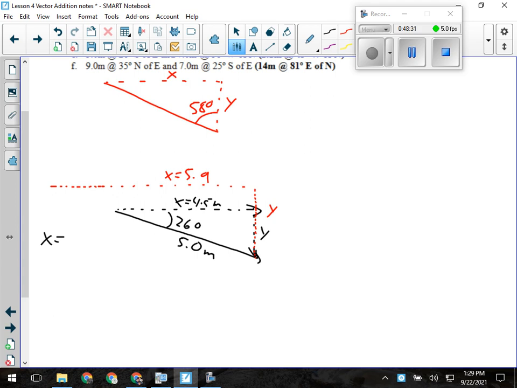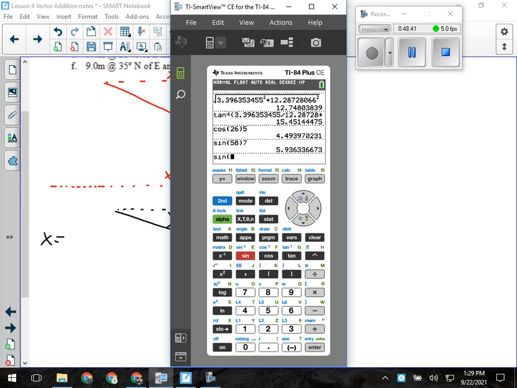I need to make it a little bit longer. So I put it out to there. Now I've got to figure out, do I go higher or lower than the other y? So I'm going to calculate the other y. Sine of 26 times 5. Okay, 2.19.